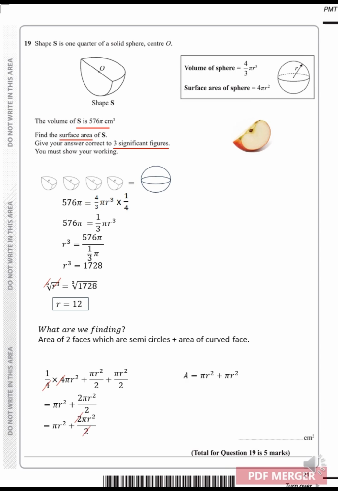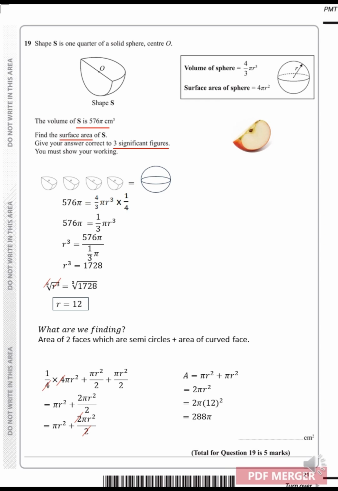As mentioned earlier, if you combine two semicircles, it forms one full circle. So the surface area is equal to πr² plus πr². That's 2 lots of πr², so 2πr². Do we know the radius? Absolutely. The radius is 12. So just plug it into the formula. The surface area is equal to 2 times π times 12 squared.